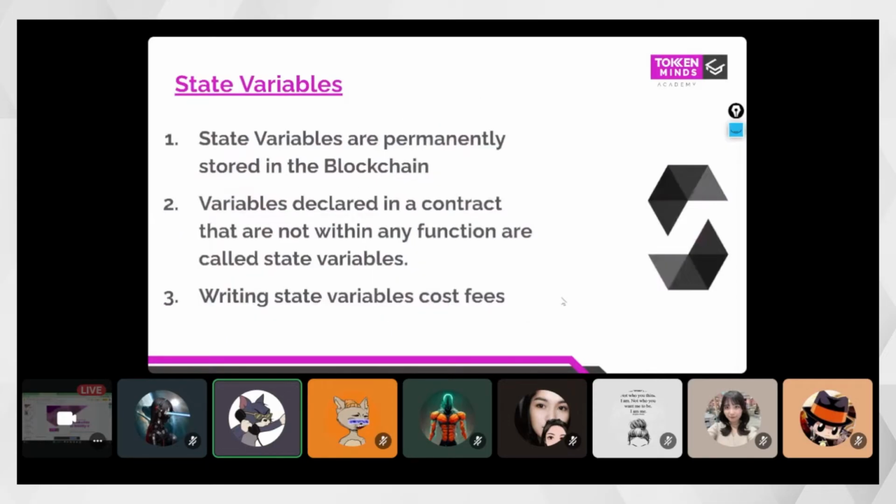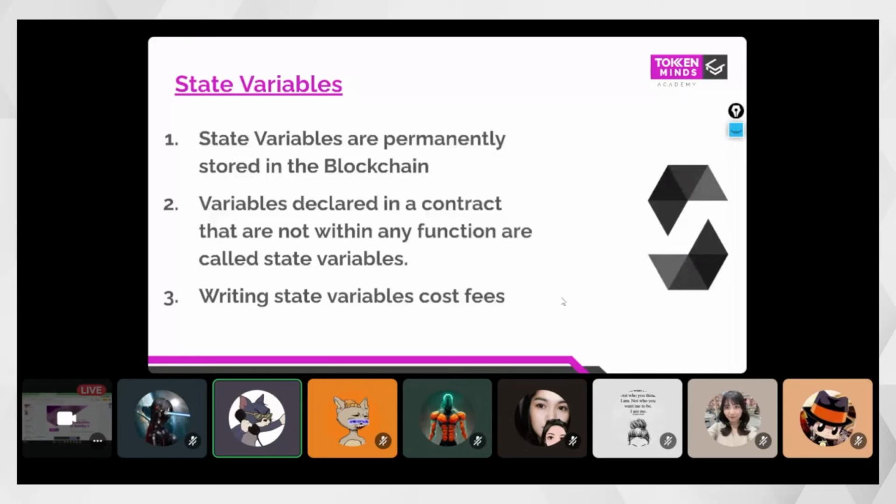Coming to the state variable. In Solidity, state variables are declared inside a contract, but outside the function. Remember, in the previous webinar we made our first smart contract, the hello world. In that contract we wrote the variable outside, and there were no functions. So that was actually a state variable. State variables are stored permanently on the contract storage of the Ethereum blockchain. You need to remember this line: it stores permanently on the contract storage of the Ethereum blockchain.